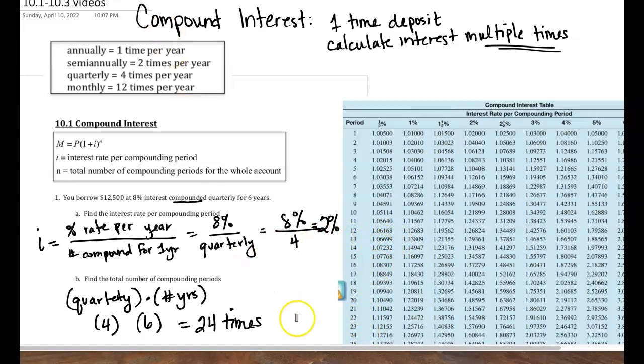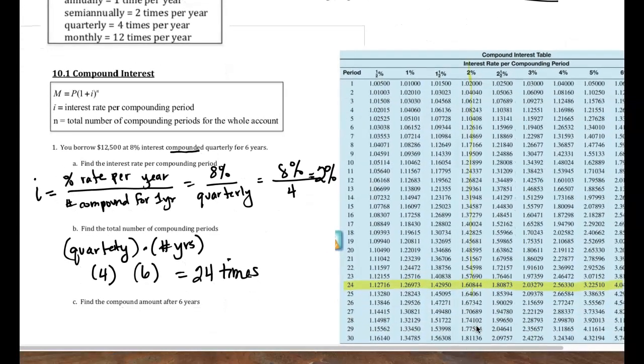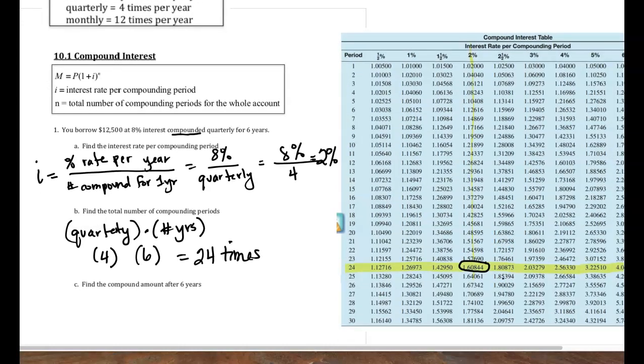Let me highlight both of those. Here's row 24. And going down the 2% column, we find where they intersect. Where they intersect is this number right here, 1.60844.